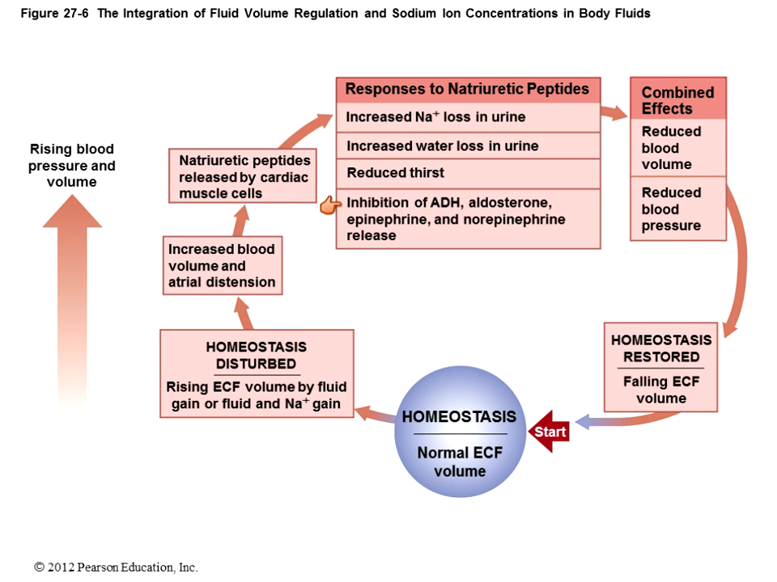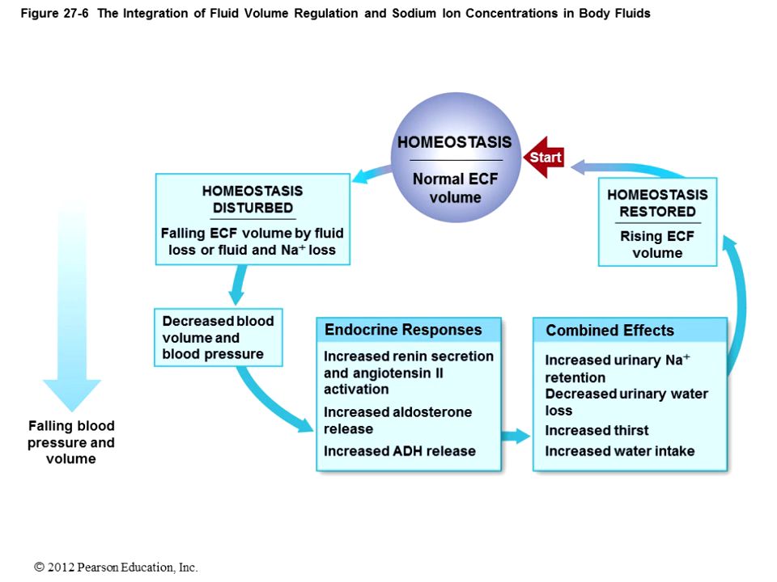Aldosterone is not going to reclaim as many sodium ions, and epinephrine and norepinephrine release are also going to be inhibited. So from all of these things happening as a result of these natriuretic peptides, we're going to reduce our blood volume, and if we reduce the blood volume, we're also going to reduce the blood pressure, and we are restored back to homeostasis. And once again, conversely, if we have a falling extracellular fluid volume and are losing too many sodium ions as well, then our blood pressure and volume are going to be decreased.